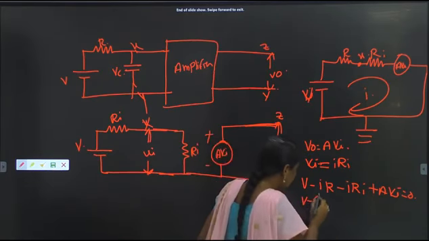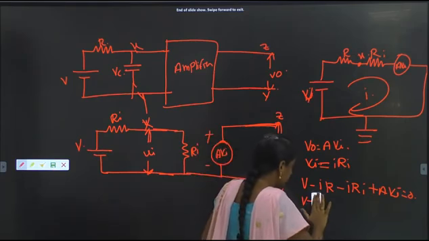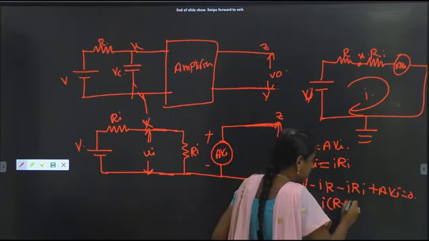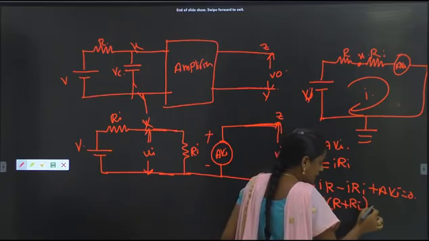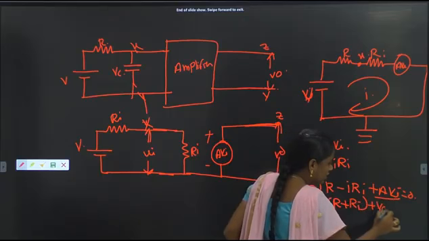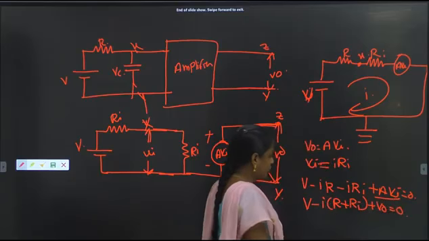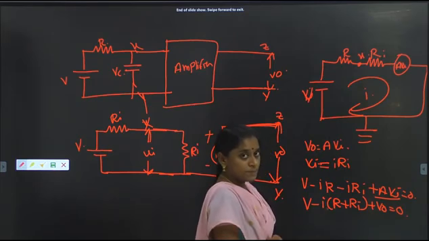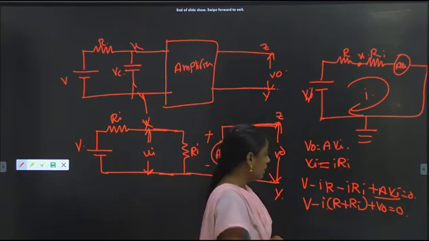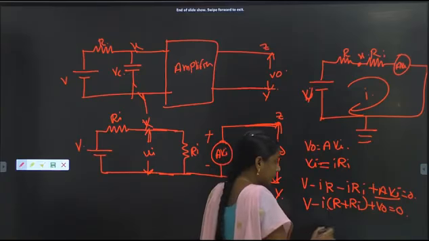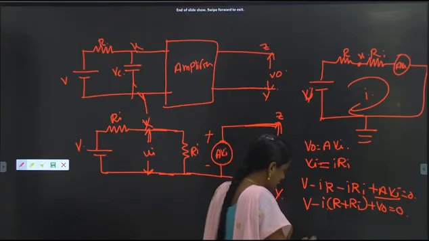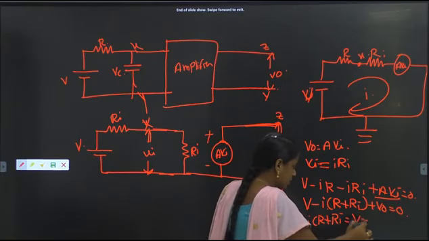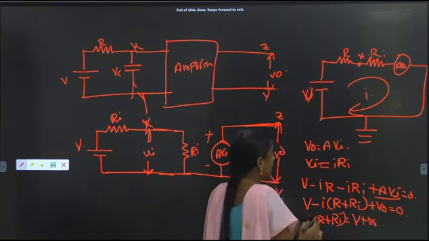V minus I, that is R plus Ri, plus AVi, nothing but V naught, which is equal to 0. From that I have to find the current I. Why? Because in the bootstrap circuit we have to find the current only. So we indicate like this: I into R plus Ri is equal to V plus V naught.